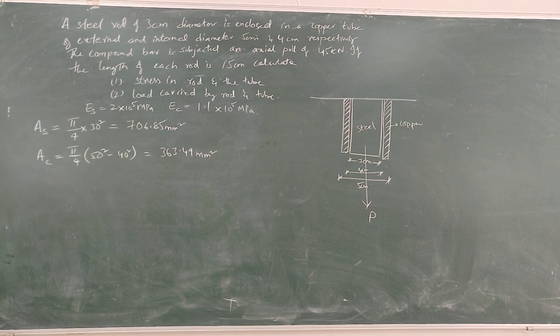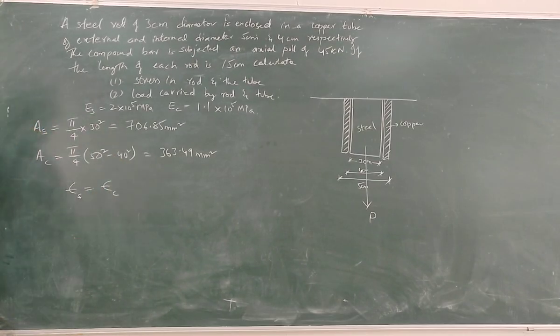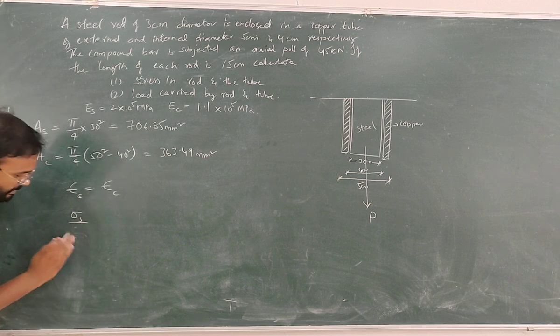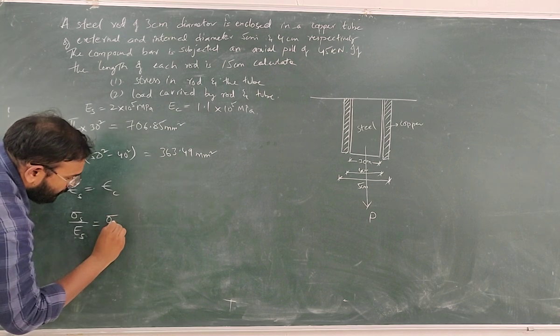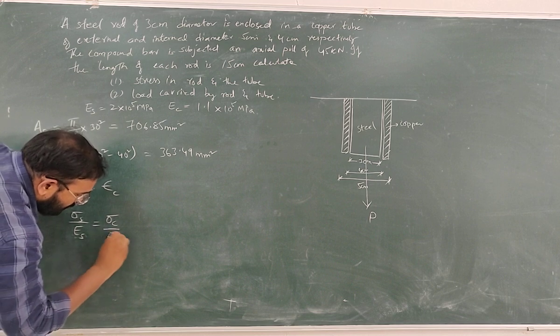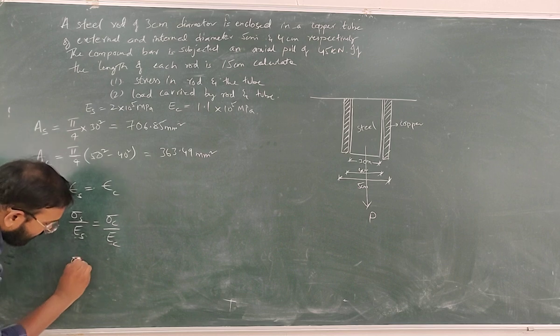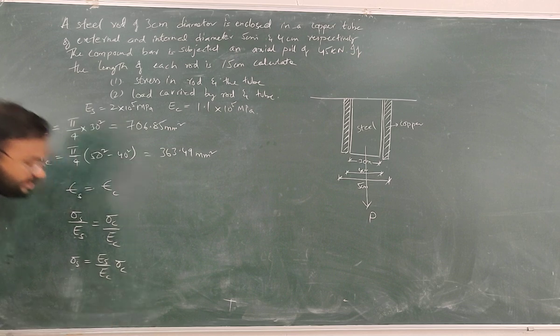Okay, so what is the first assumption? We'll assume strain in steel is equal to strain in copper. So what is the formula to calculate strain? It is stress by Young's modulus. Epsilon, stress sigma s by Young's modulus of steel, is equal to the same for copper, so this is the ratio you have. Now sigma s will be equal to ES by EC into sigma c.